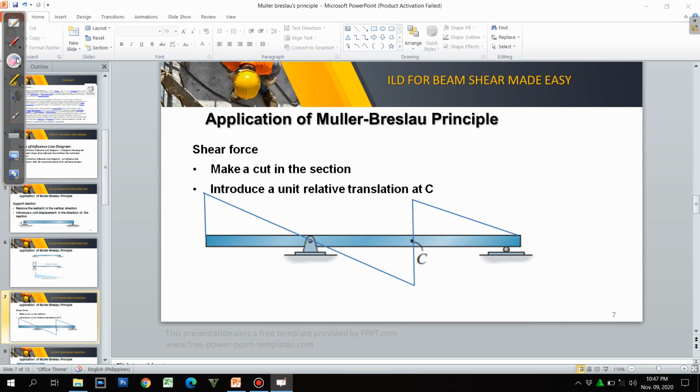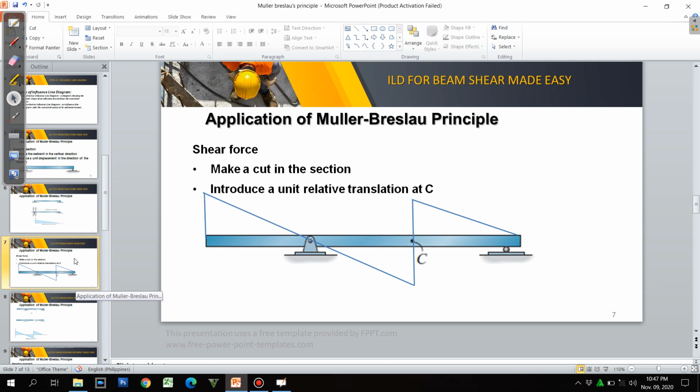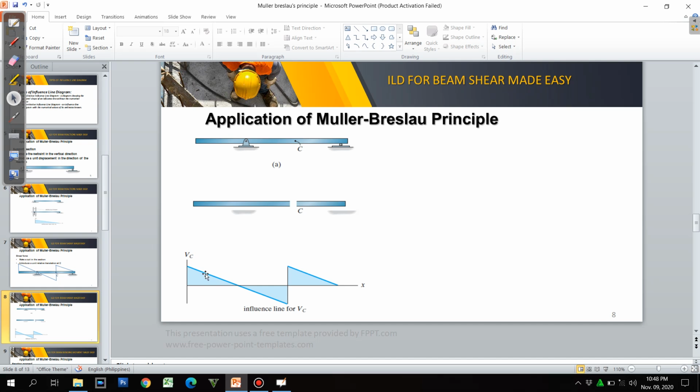So next, we are done with the shear. So that is the procedure. We cut this one, and by the way, let us emphasize that the displacement of the left portion should always be negative, okay? And then the right portion should always be positive.